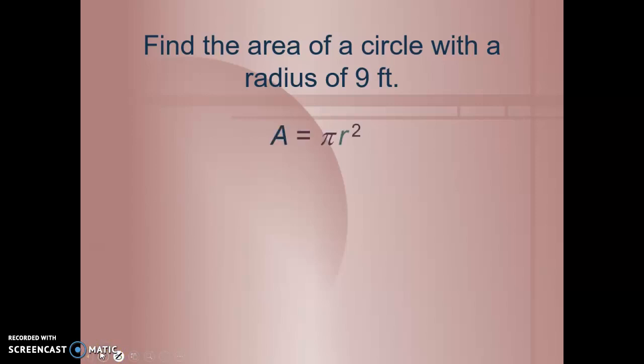See if you can find the area of a circle with a radius of 9 feet. As a reminder, here's your formula: A equals pi r squared. Pause the video, hit play when you're ready to check your work.